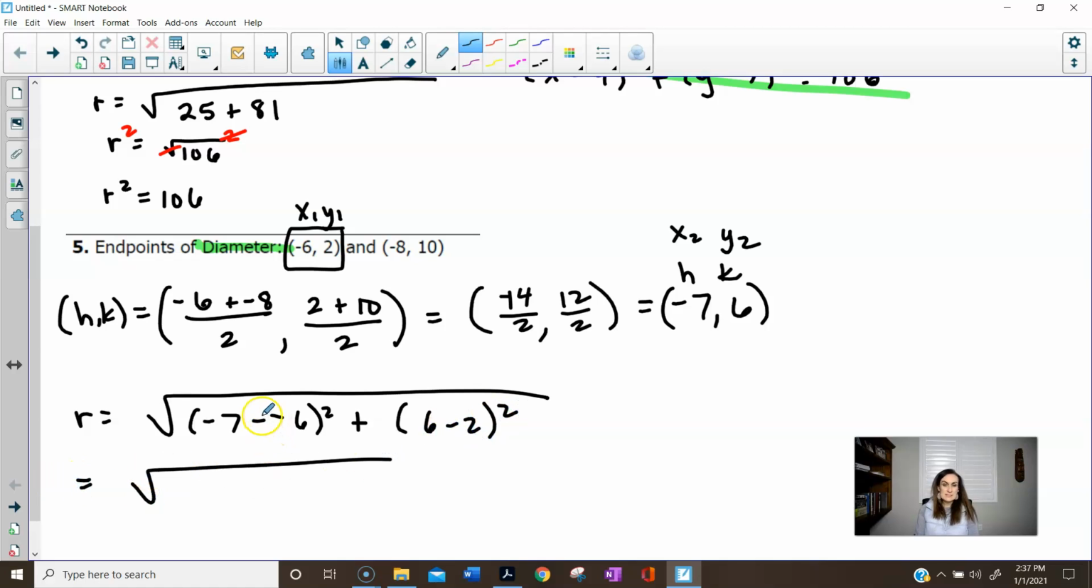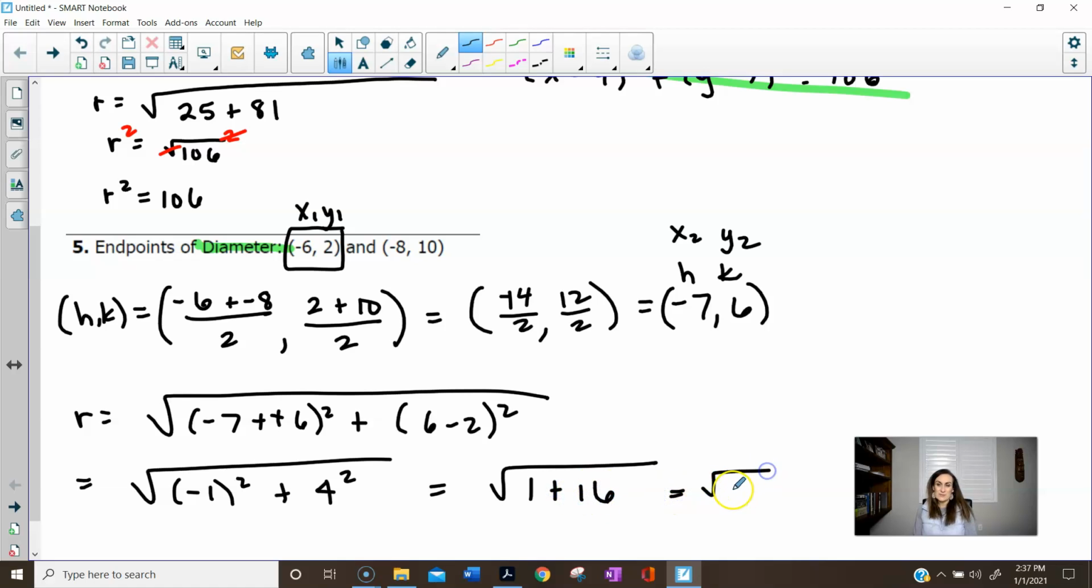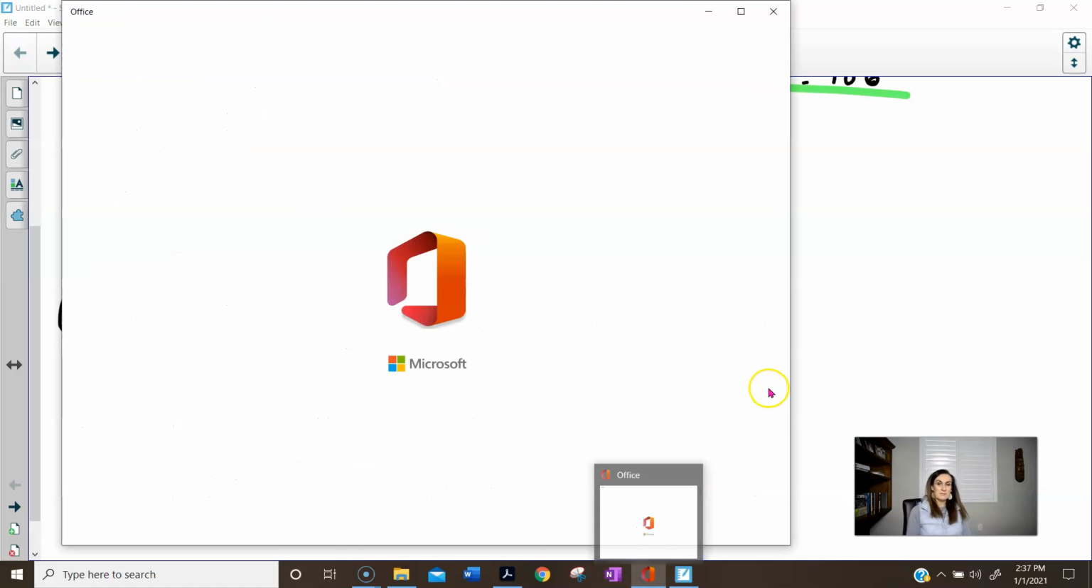So this is going to be add, which is negative 1 squared, plus 6 subtract 2 is 4 squared. And negative 1 times negative 1 is 1, so the square root of 1 plus 16 is equal to the square root of 17. All right, so keep in mind that's what r equals. So r squared is going to be just 17. So now I'm ready to write the equation for number 5.